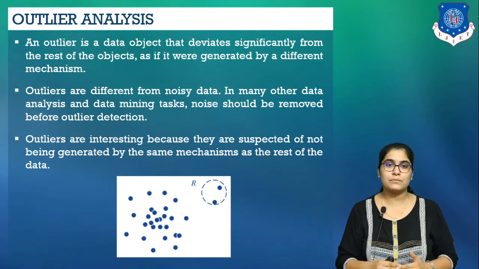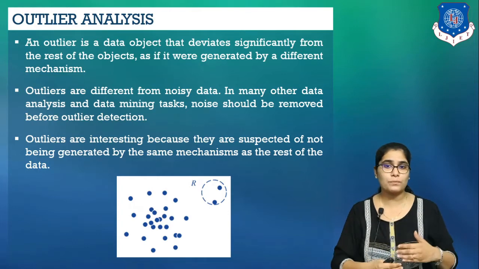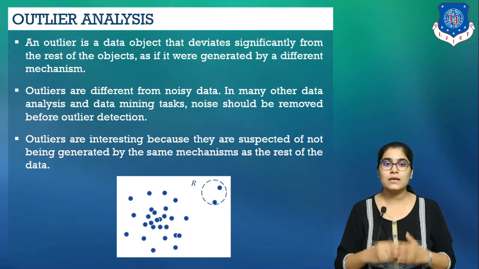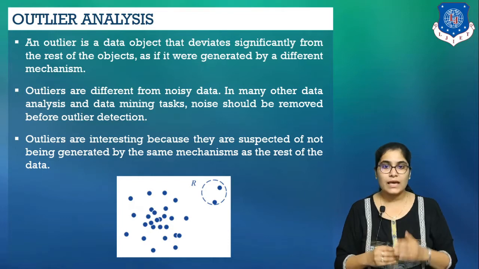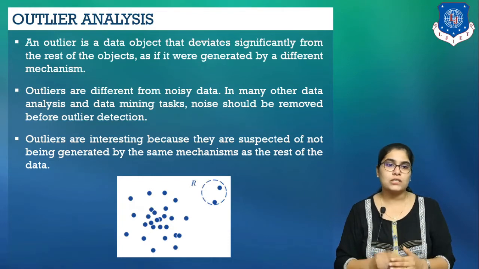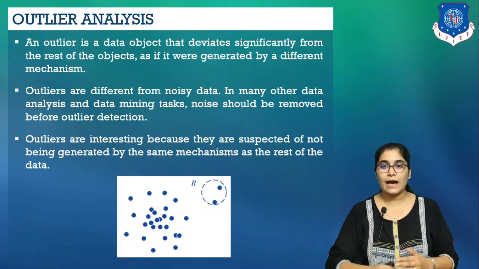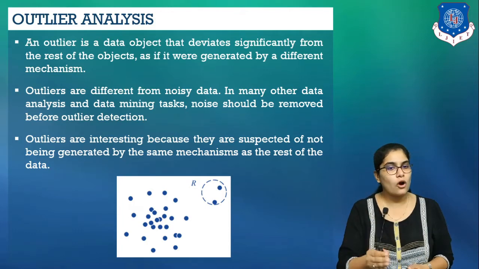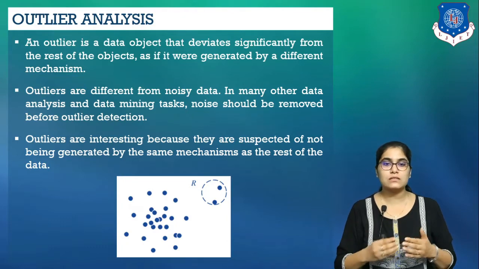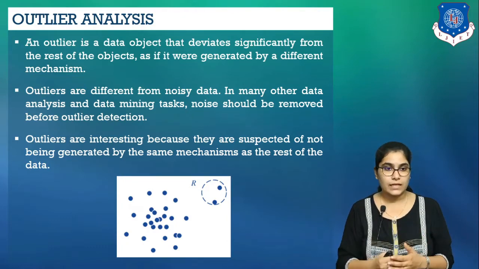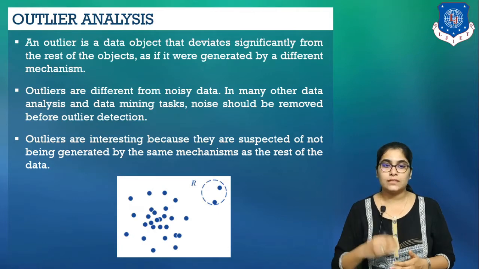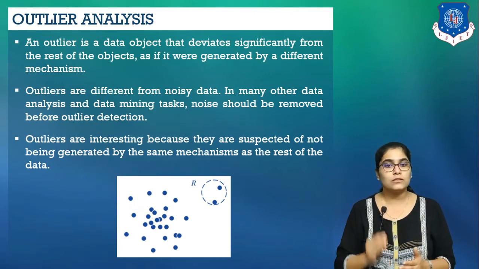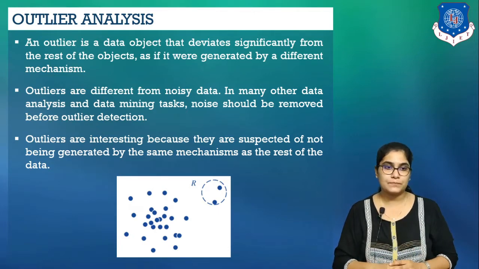Outliers are interesting because they are suspected of not being generated by the same mechanism as the rest of the data. Therefore, in outlier detection, it is important to justify why the outliers detected are generated by some other mechanism. This is often achieved by making various assumptions on the rest of the data and showing that the outliers detected violate those assumptions significantly.